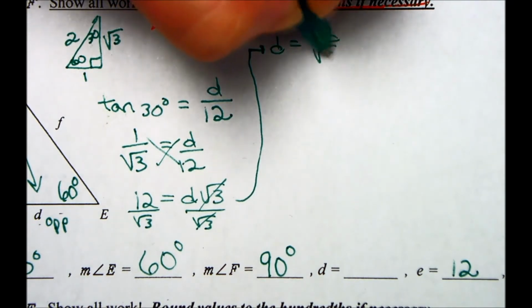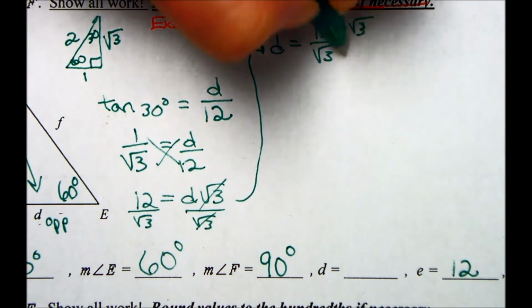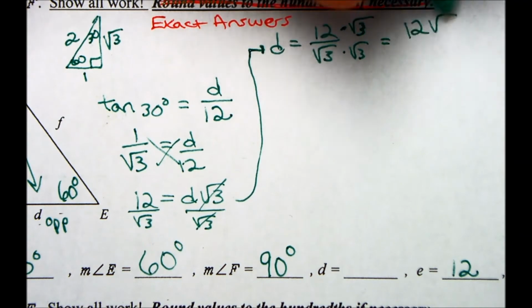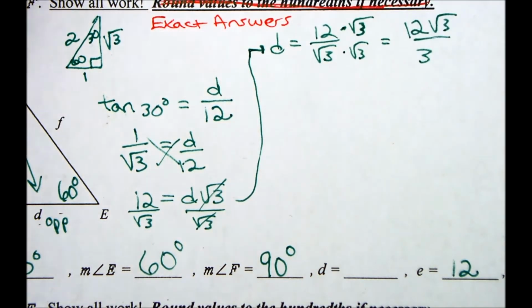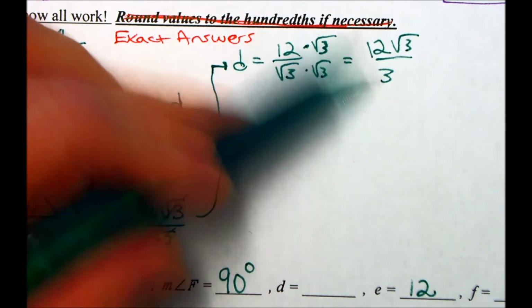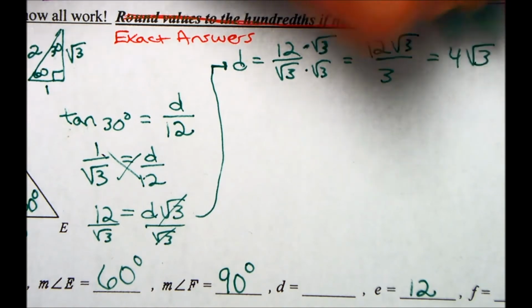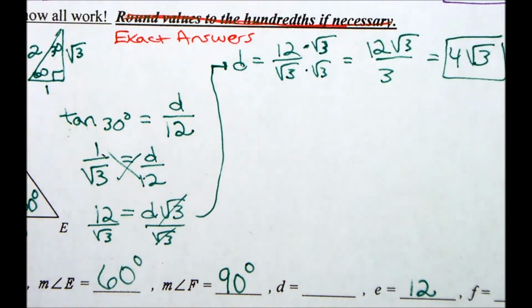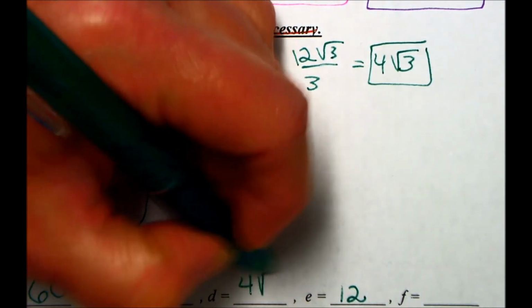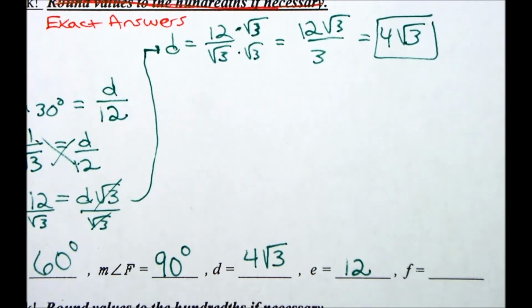over the square root of 3, which when we rationalize the denominator, multiply by the square root of 3 over square root of 3, and that will give us 12 square root of 3 over 3, which we can reduce. 12 over 3, since those are both whole numbers, is 4 square root of 3. So side D, we can now write down is 4 square root of 3. And there's your work for it.